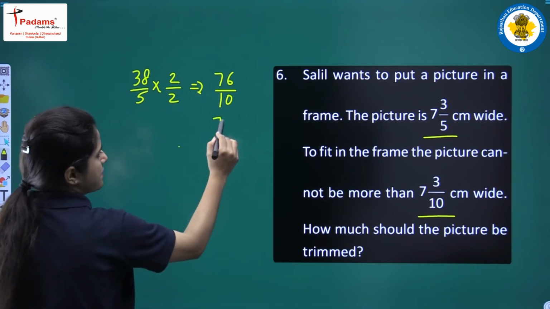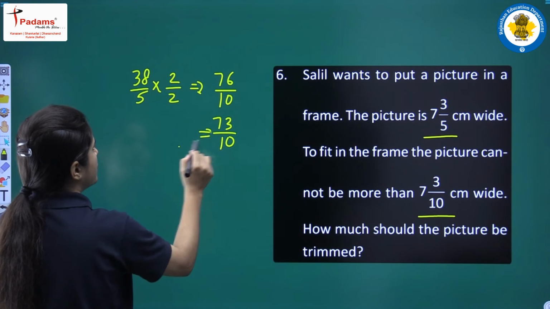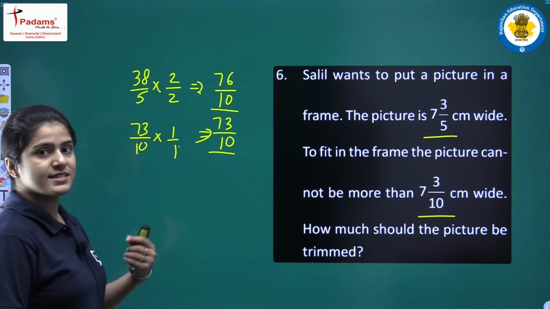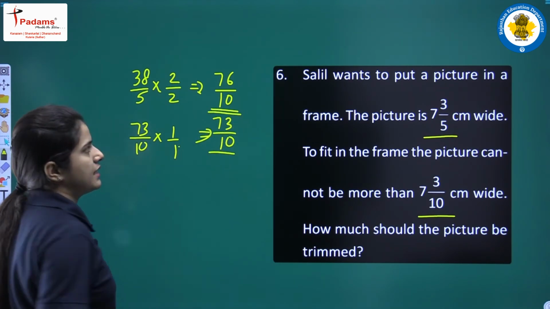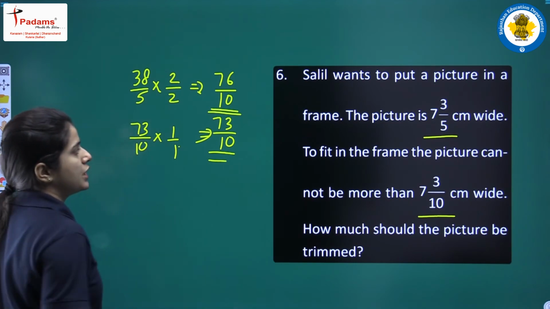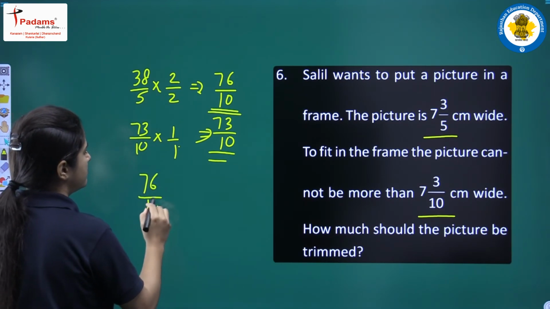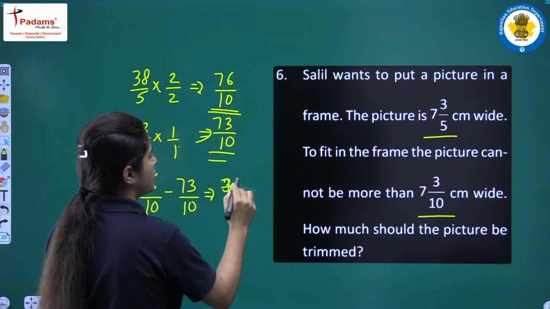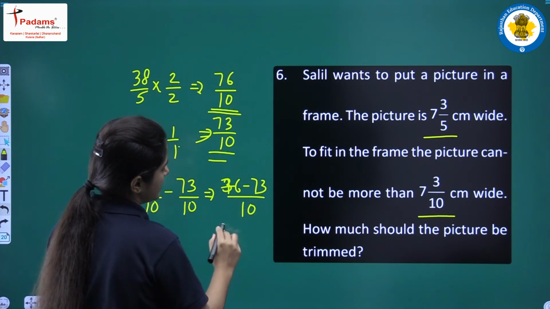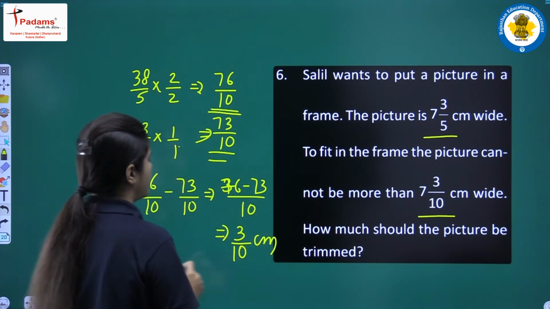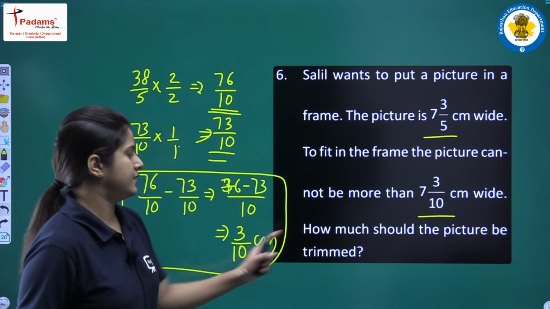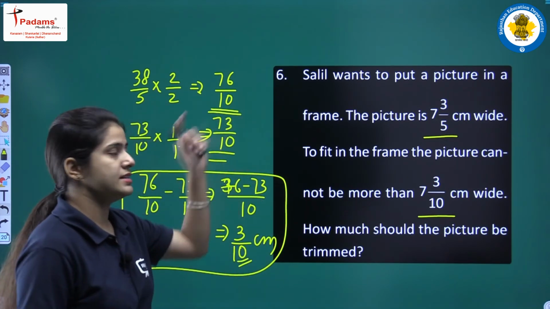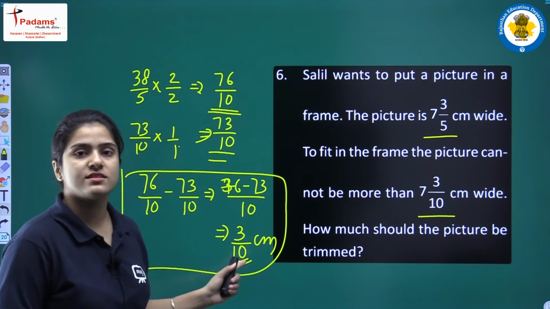Now this is already 73 upon 10, okay. So you will multiply 73 upon 10 by 1 upon 1 because the denominators of these two are the same. So this is 76 upon 10 and this is 73 upon 10, so you can compare them. So how much do you need to trim? You need to trim it by 3 upon 10 centimeters. You need to trim or cut it by 3 upon 10 centimeters. Okay, so students, this is question number 6.